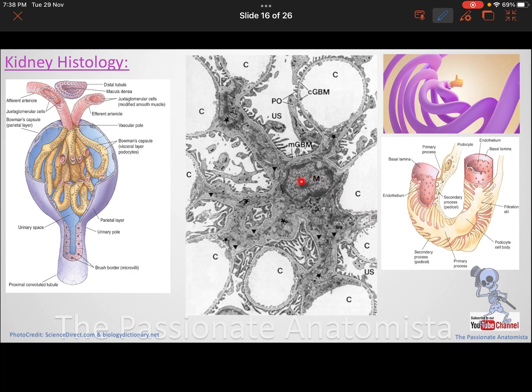So these mesangial cells, we call them extraglomerular. All right, so extraglomerular means outside the glomerulus, and they are supportive cells, and they are completing the tissue that wraps around the blood capillaries. Okay, so these are the extraglomerular mesangial cells.